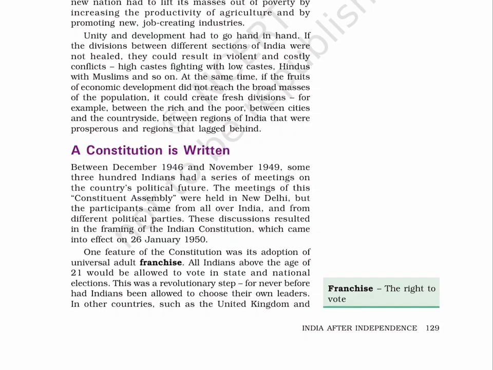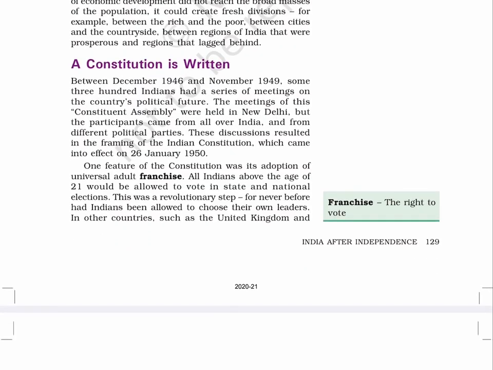A constitution is written. Between December 1946 and November 1949, some 300 Indians had a series of meetings on the country's political future. The meetings of this Constituent Assembly were held in New Delhi, but the participants came from all over India and from different political parties. These discussions resulted in the framing of the Indian Constitution, which came into effect on 26 January 1950.